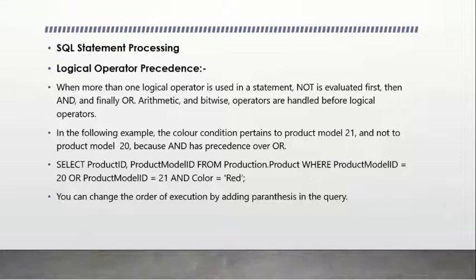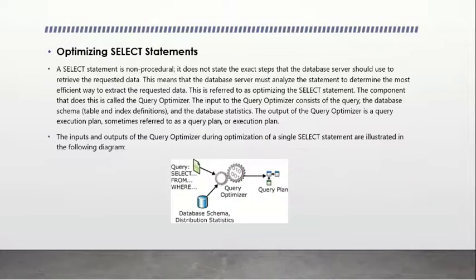In the given example, select product ID, product model ID from production where product model ID equal to 20 or product model ID equal to 21 and color equal to red. Here, product model 21 is evaluated with the color condition, not product model 20, because AND has precedence over OR. We can change the order of execution by adding parentheses in the query.